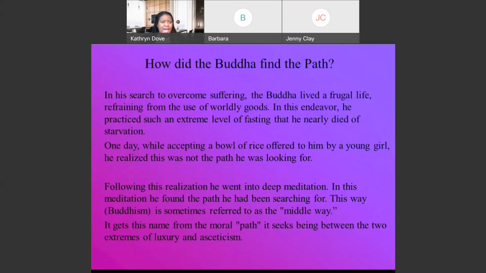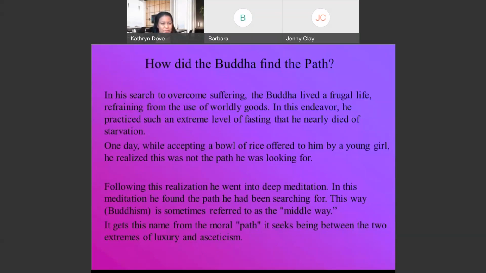So, how did the Buddha find his path? Well, in order to overcome suffering, the Buddha searched and searched. He lived a very frugal life. He went around from place to place. He refrained from the use of worldly goods. He practiced an extreme level of fasting. He almost died of starvation.